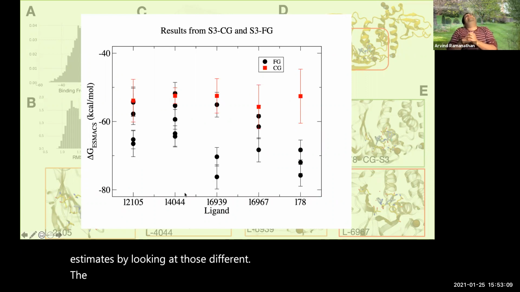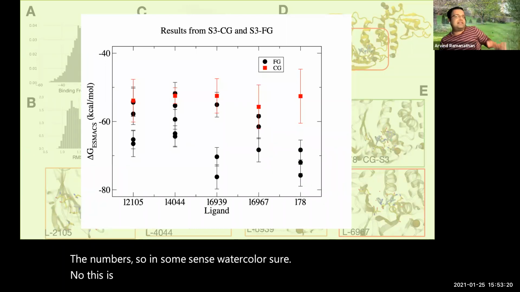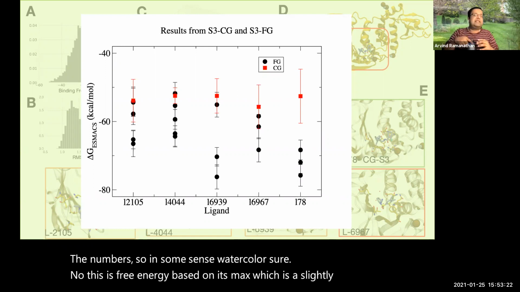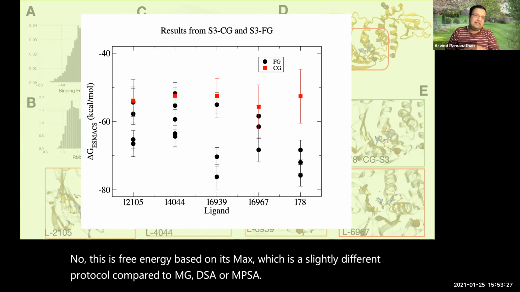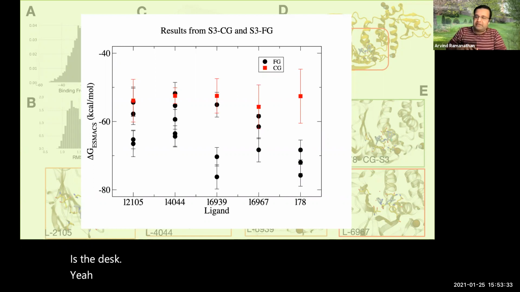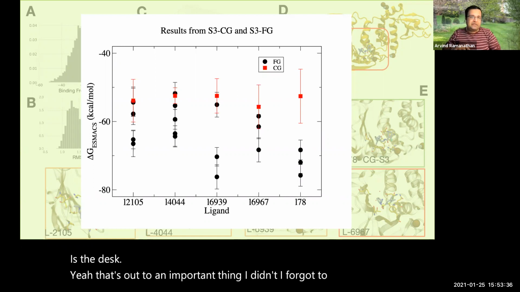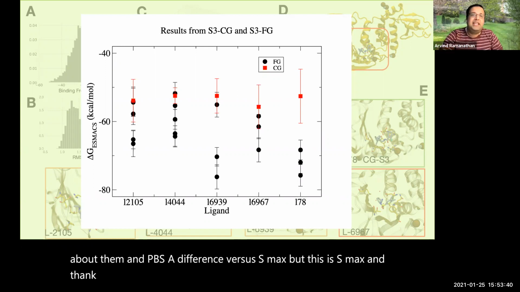So in some sense... Excuse me, can I ask you, is this binding energy still MMGBSA, or is this free energy? No, this is free energy based on SMAX, which is a slightly different protocol compared to MMGBSA. Does it include the energy of the protein? Yes, it does. Thank you. Yes, it does. That's also an important thing. I forgot to mention the MMPBSA difference versus SMAX, but this is SMAX, and thank you for reminding me.